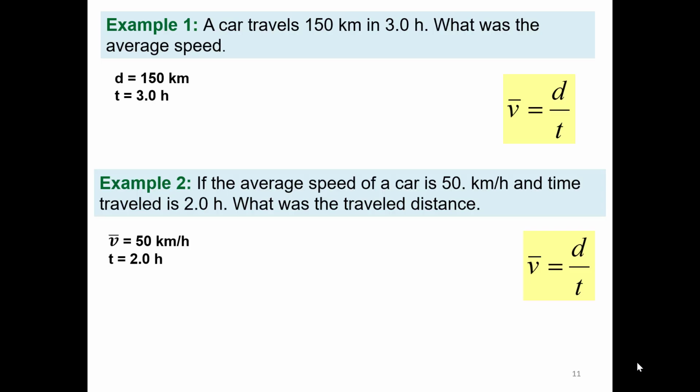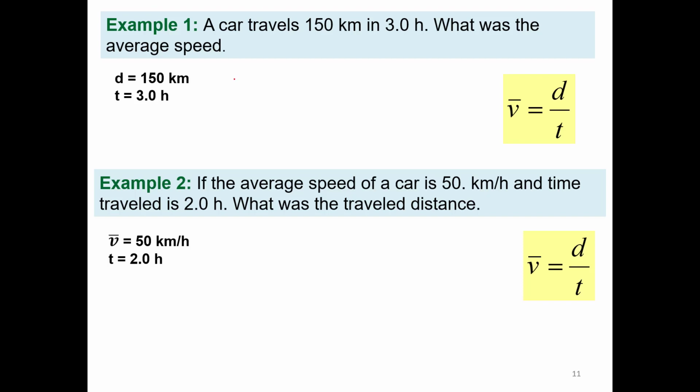Then let's try now to solve these two problems. These are really simple problems, but they will help you to know how to deal with the units, the significant digits, and the equation. In the first problem, we have a car that travels 150 kilometers in 3 hours. Then we need to find what was the average speed. Because we know the distance and we know the time, we can calculate the average speed just by applying the equation.